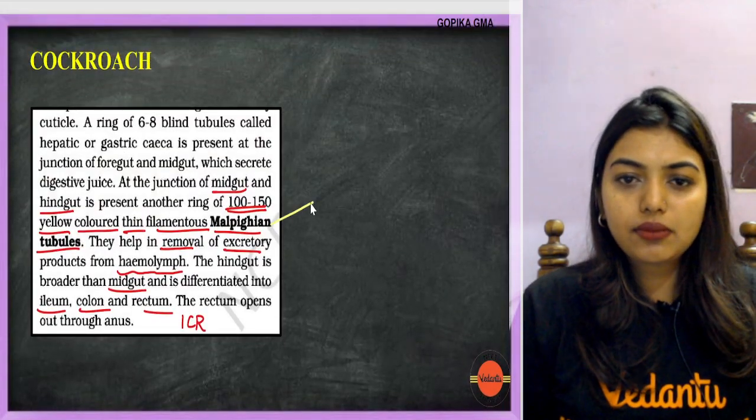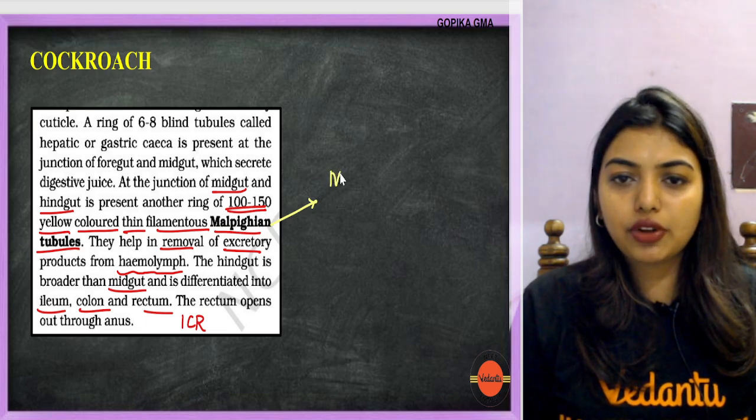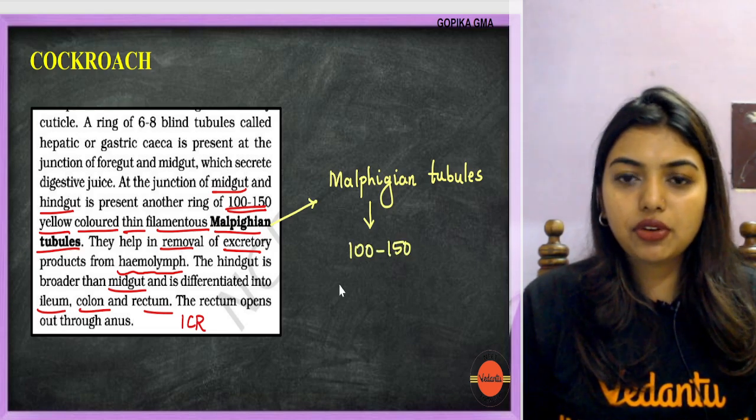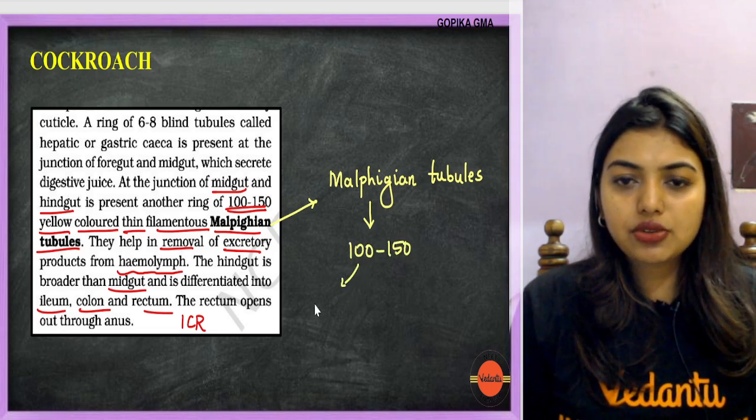Here, Malpighian tubule function, don't forget. Malpighian tubules. How many are there, students? 100 to 150 of them. This 100 to 150 is going to help in excretion.